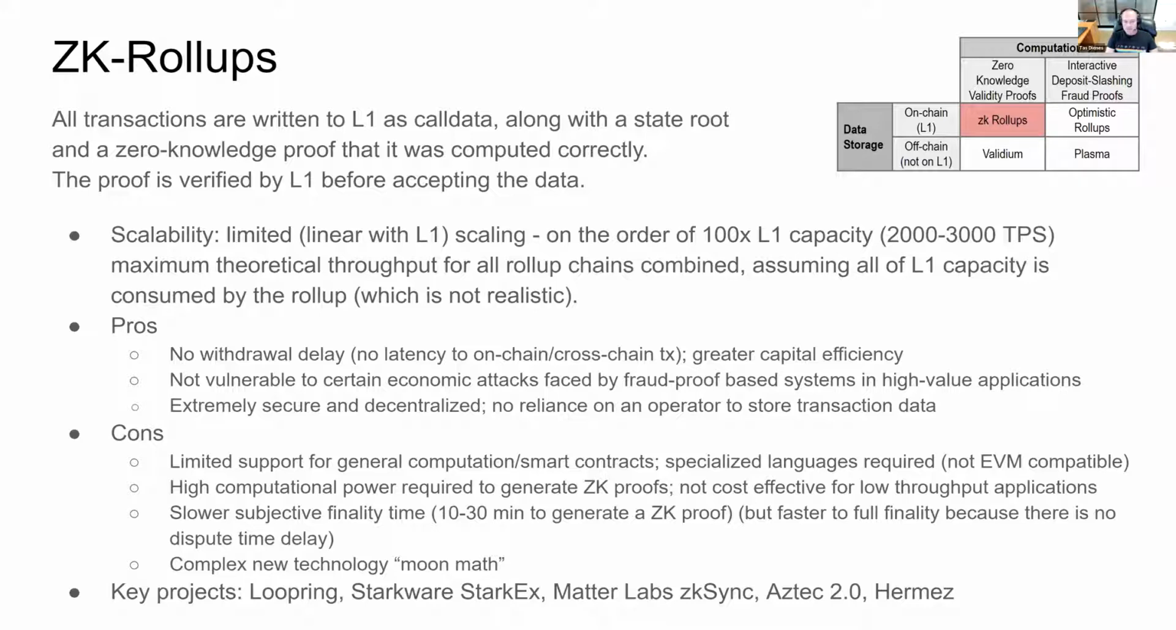So you get kind of the same scalability, roughly on the order of 100x layer 1. So a few thousand transactions per second is the maximum theoretical throughput for all rollup chains combined, including optimistic rollups and ZK rollups. On the upside, there's no withdrawal delay. So once a transaction is finalized, you can withdraw your funds to layer 1, which can result in greater capital efficiency. They're also not vulnerable to certain economic attacks that are faced by fraud-proof-based systems in high-value applications. And they're extremely secure and decentralized because, like optimistic rollups, there's no reliance on an operator to store transaction data.